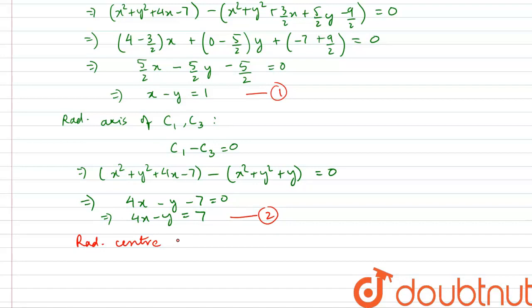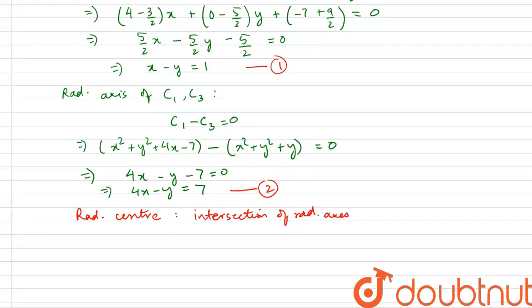Let us find the radical center. This is the intersection of radical axes, right? Radical axes intersect to give the radical center. So let us find that. So we will put x from this and put into this, or y from this and put into this. So let us find y from this, the first equation. This would imply that y is equal to x minus 1. So let us put this in equation number 2.